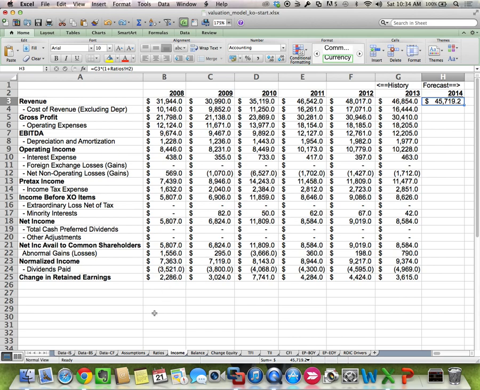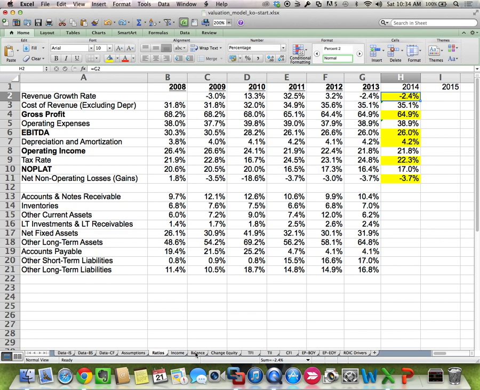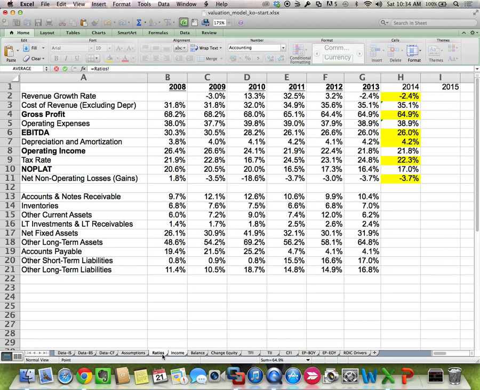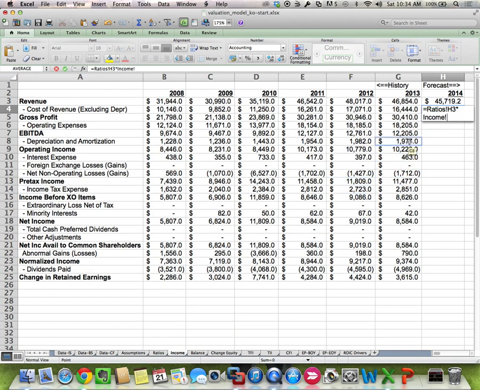All right. Next item, cost of revenue, excluding depreciation. In this case, equals ratios, cost of revenue for 2014, times income, 2014 revenue. So basically, I forecasted the cost of revenue as a percentage of revenue, and I forecasted the dollars of revenue. I multiply the two together. That gets me my dollars of cost of revenue. Gross profit, well, I solve for that. I can see that over here on the left: equals revenue minus cost of revenue.